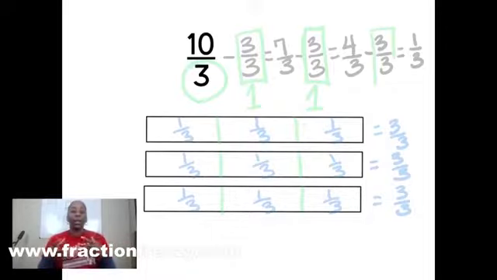Saying rename, it has been a game changer for me because renaming it is saying that, okay, it's still what it is, but we're going to rename it to look like something else. This is going to let me know what the whole number is in my mixed number. So 1 plus 1 plus 1 plus 1 equals 3, and I have 1/3 left over. So 10/3 is equivalent to 3 and 1/3.